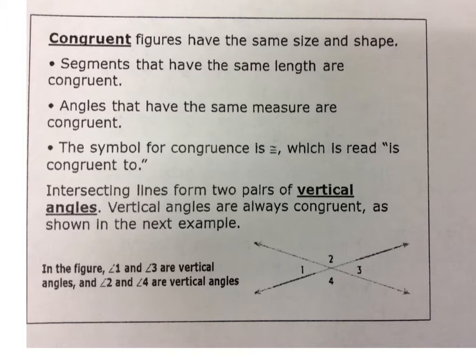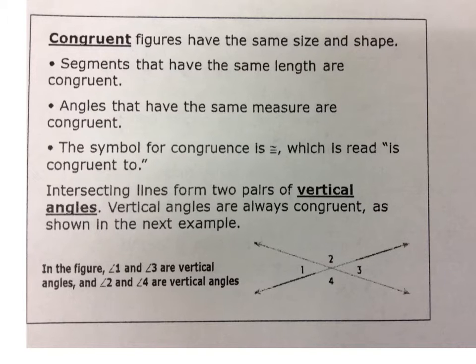Continuing on from our previous video, we're now going to talk about a new term called congruent. Congruent figures have the same size and shape. So segments that have the same length are congruent, angles that have the same measure are congruent, and the symbol for congruence is right here, which is read as "is congruent to."